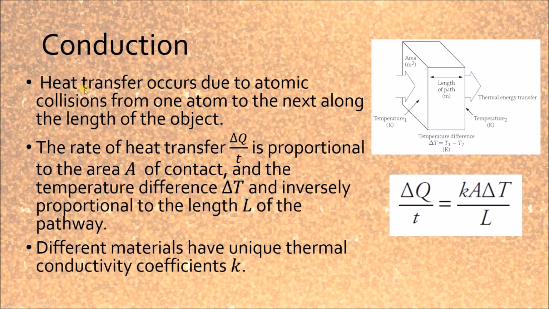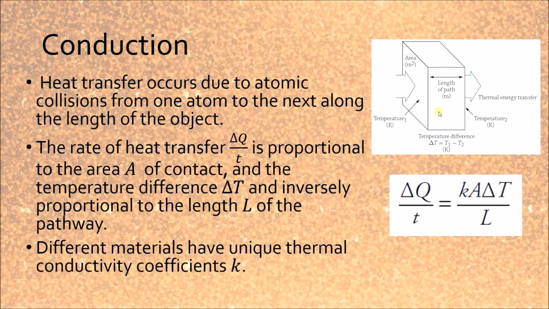Now let's talk about conduction first. Heat transfer occurs due to atomic collisions from one atom to the next, all the way along the length of the object. The rate that heat transfers, that's delta Q, heat, over time, is proportional to the area of contact and the temperature difference between the two ends of the object, and it's inversely proportional to the length.